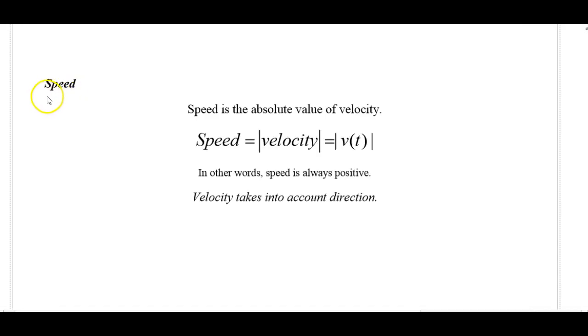The next definition is the definition of speed. So speed is considered to be the absolute value of velocity. So speed, notationally, is the absolute value of velocity, or the absolute value of v of t. So in other words, speed is always a positive quantity. Whereas velocity takes into account direction, so if velocity is positive, I'm either moving to the right or up. If velocity is negative, I'm moving to the left or down. Speed is just how fast are we going. It doesn't matter what direction we're going. So speed is always a positive quantity.